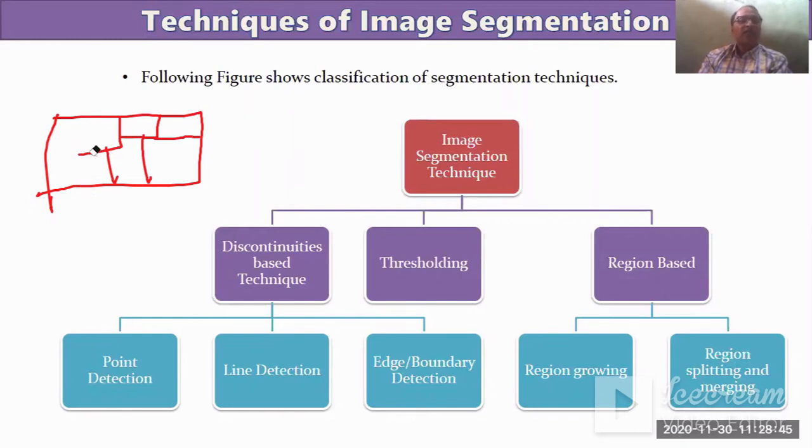Okay, so this will be one region. Again we can merge these two. So this is merge, so region growing. Then we can merge this, so this will be a region. Then we can merge this, so this will be a region. Then we merge this, so we can get this. And region splitting, we can split the region.